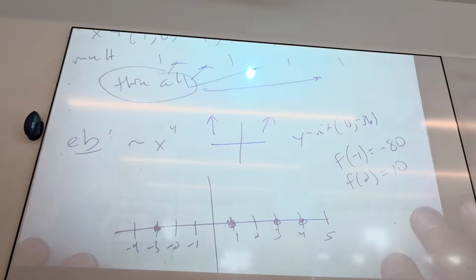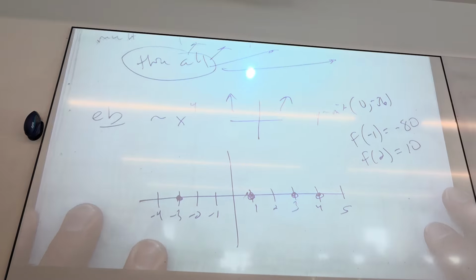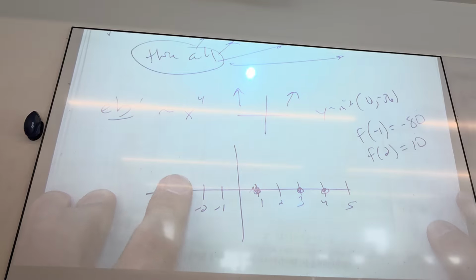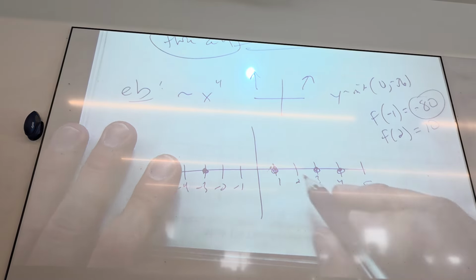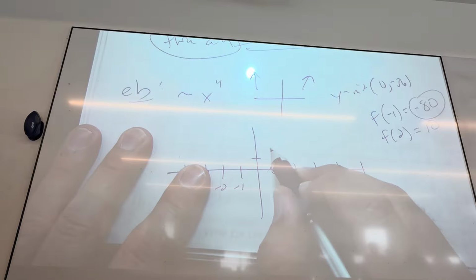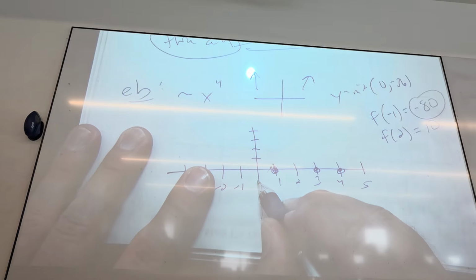What kind of scale do I want to use on the y-axis, do you think? What's the farthest output I need to get to? 36, well, 80. 10. Let's go better. Let's go 20s. 20, 40, 60, 80. Especially because I didn't really give myself much room here.